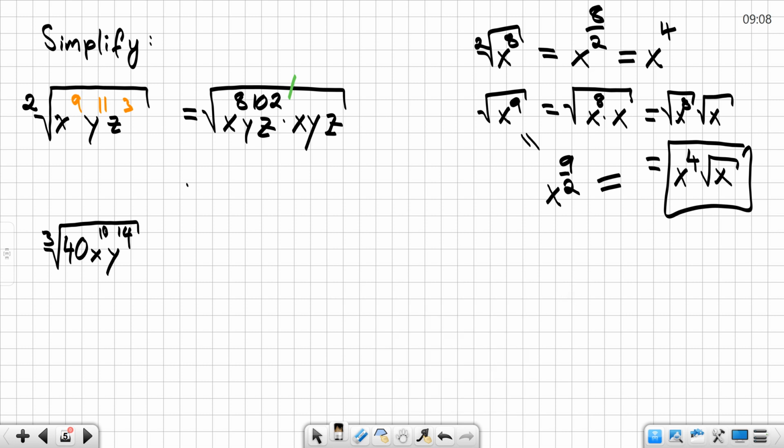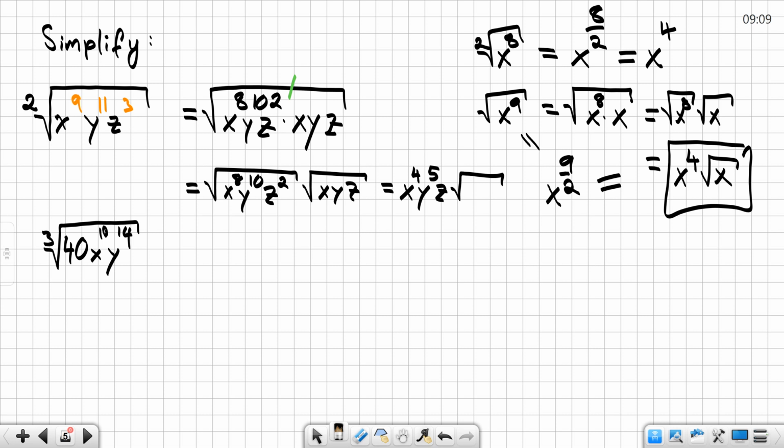And I will have the square root of x to the 8th times y to the 10th times z squared, multiplied by the square root of xyz. In the first radical, all of these exponents are divisible by 2. So I get x to the 4th times y to the 5th times z. But a little bit of square root is left: the square root of xyz.